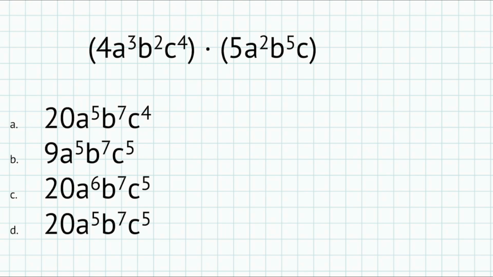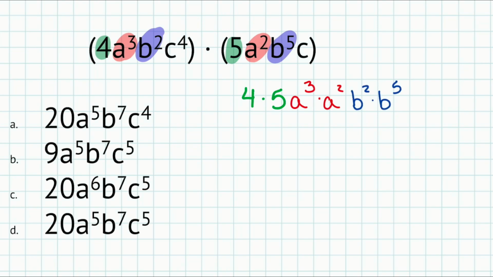If you want to, you can actually just do it like this. I'm going to write out the numbers multiplied in front of each other. So we have 4 times 5. Then I'll write out each variable pair together. So we have a to the power of 3 multiplied by a squared. Then we have b squared times b to the power of 5. And then one more here in purple, we're going to have c to the power of 4 and just c.